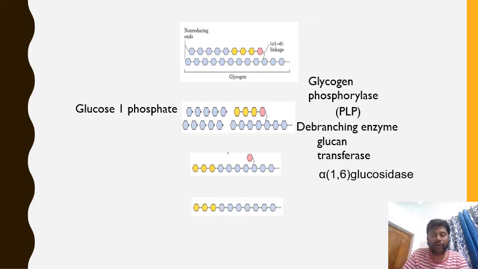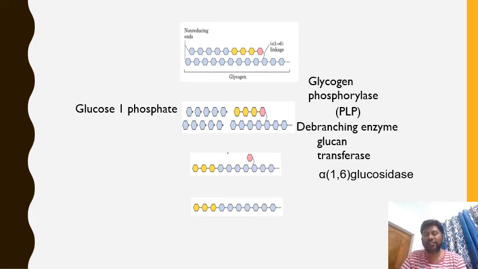Okay, so please note here, when glycogen phosphorylase is removing the glucose residues, it removes them only as glucose 1-phosphate. But when alpha 1,6-glucosidase acts, it removes glucose as free glucose. So mainly we get glucose 1-phosphate, but along with that we also get glucose, usually in the ratio of 8:1. For every 8 glucose 1-phosphate molecules released, 1 glucose is released from the branching point. This is how the branched structure is converted to a linear structure.